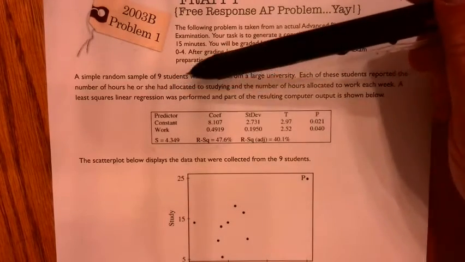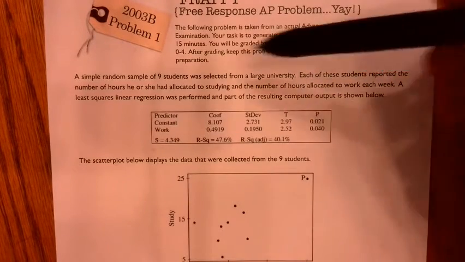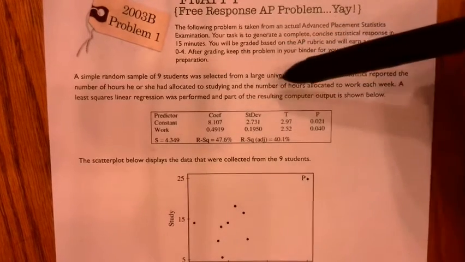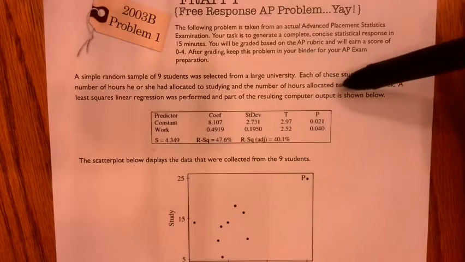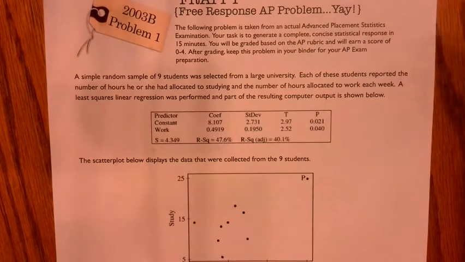A simple random sample of 9 students was selected from a large university. Each of these students reported the number of hours he or she had allocated to studying and the number of hours allocated to work each week. A least squares regression was performed, with part of the resulting computer output shown below.